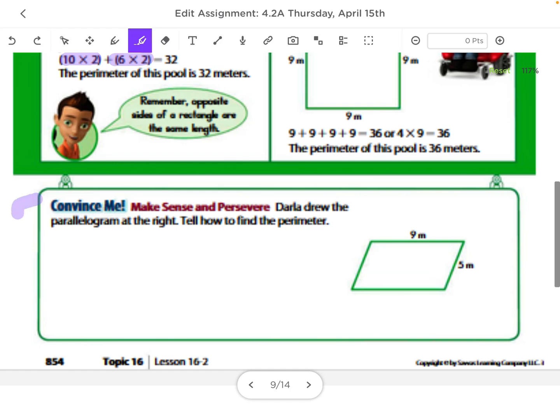Now looking at this polygon in the bottom, Darla drew the parallelogram at the right. Tell how to find the perimeter. Go ahead and write out what you think. Use your voice tool to explain how you do it.